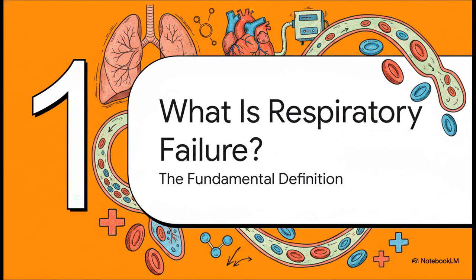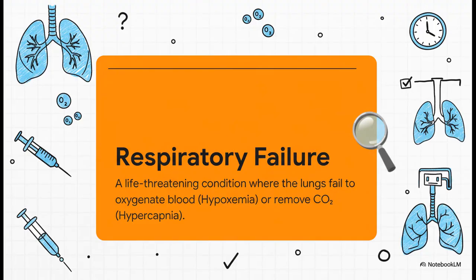Okay, section 1. Before we can treat it, we have to be able to define it, right? Everything else we're going to talk about today is built right on top of this one core concept. So here it is. At its heart, respiratory failure is when the whole system just breaks down. And this breakdown can happen in one of two ways. Either you fail to get enough oxygen in, that's hypoxemia, or you fail to get the carbon dioxide out, that's hypercapnia. And yeah, in really sick patients, you can definitely have both at the same time.